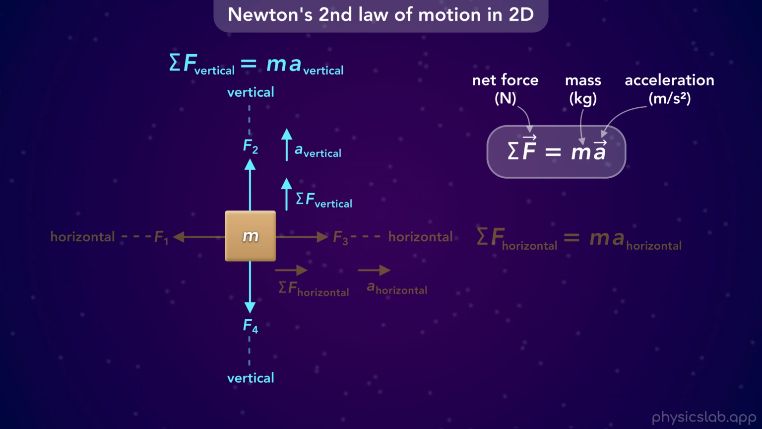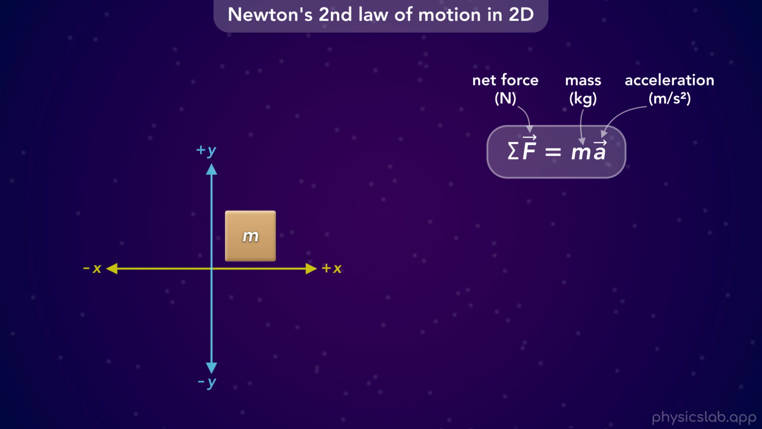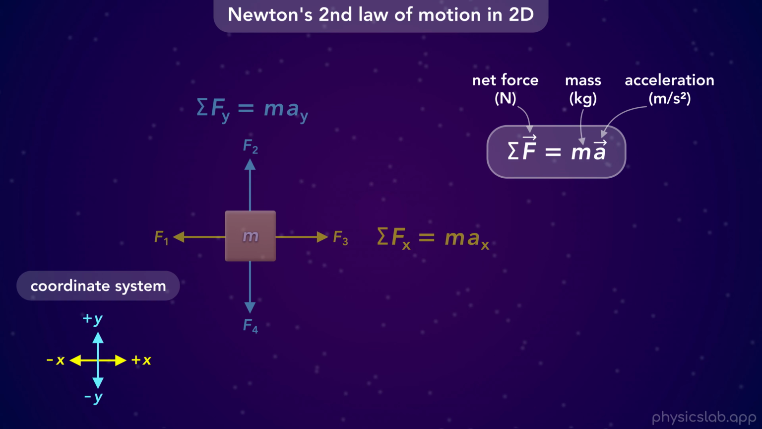Forces 2 and 4 will result in a net force, up or down, which will cause the box to accelerate in that direction. Instead of calling these the horizontal axis and the vertical axis, we're going to call them the x-axis and the y-axis, just like we did in kinematics. The x-axis is usually horizontal, and the y-axis is usually vertical. So now we can say the net force in the x direction is equal to the mass times the acceleration in the x direction. And the net force in the y direction is equal to the mass times the acceleration in the y direction. We call the x and y axes the coordinate system, and drawing the coordinate system will be the first step when solving problems.